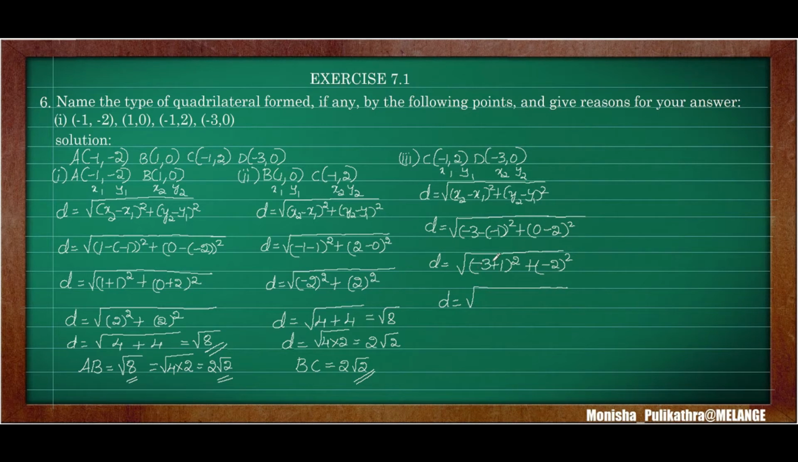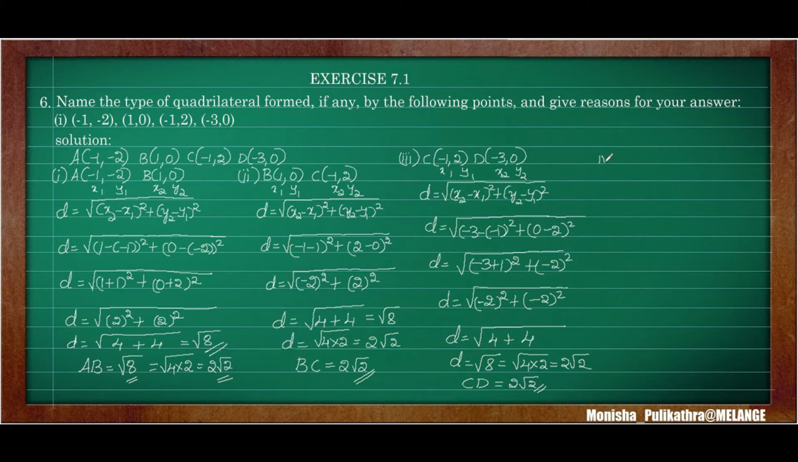So minus 3 plus 1 is, minus into plus is minus, so 3 minus 1 is 2. The larger number's sign is minus, so we need to retain minus here. Okay, plus minus 2 whole square. So D is equal to square root of 2 square is 4 plus 2 square is 4. So it will become root 8. Again, if we simplify it, it will become 2 root 2. So the value for CD is also equal to 2 root 2.